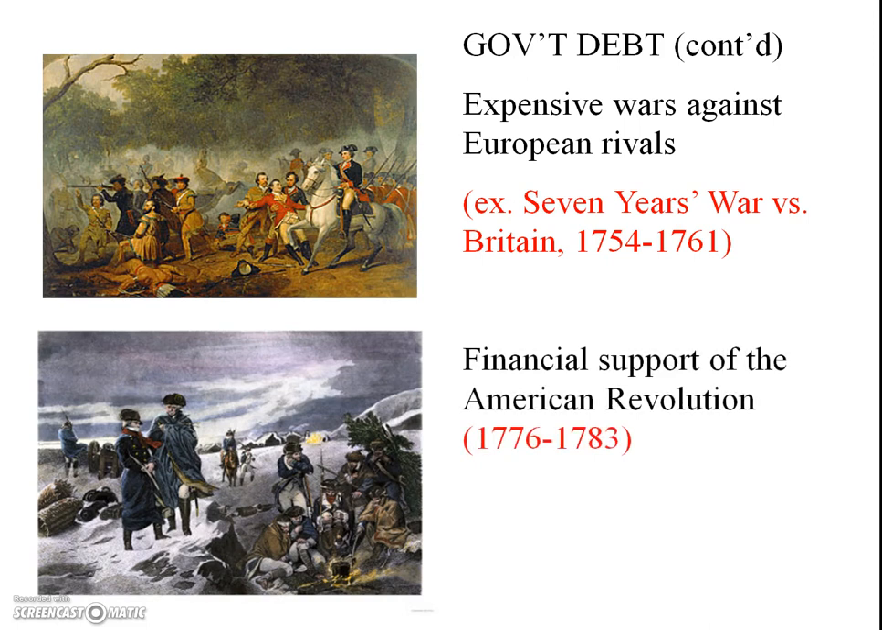For Louis XVI, he pumped millions and millions of dollars into support of the American Revolution from 1776 to 1783. Ironically, this was going to put him in a situation where he was basically paying for his own people to go to school on how to take him down.